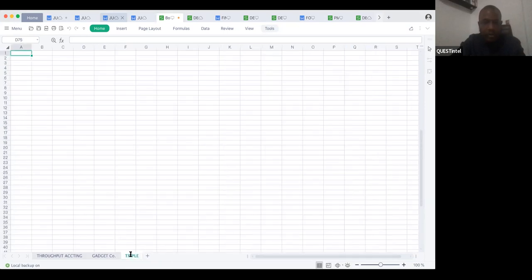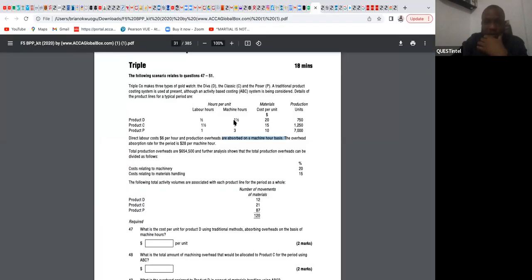Okay. So for triple now, just to check, this one is just to help our understanding. So our overhead absorption rate, and what did we say? 654,500, right? Divided by, for A, I can't remember the figure again. Please, does anybody have the question so that we don't have to be flipping back and forth? I know it's 750, 1.5. So 1.5, 1.5, 750, 1,250, and 7,000. Please just remember 1.5 times 750 first.